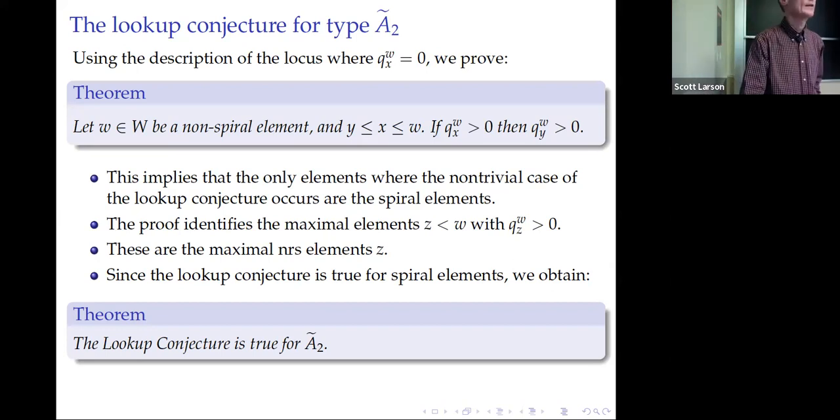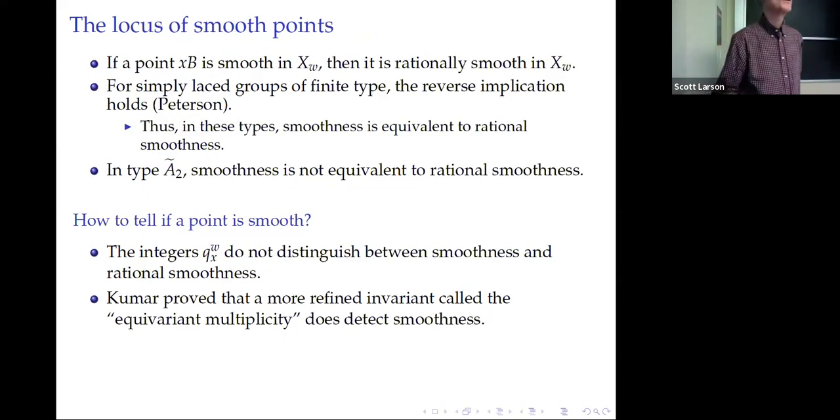Okay. Any other questions? Okay, so you might think I'm done since I got to the lookup conjecture, but no, in fact, I have more, so I made some more slides. The next thing one might wonder about is the locus of smooth points. If a point is smooth, then it's rationally smooth. Smoothness actually refers to this relative cohomology with integer coefficients. Now, for simply laced groups of finite type, the reverse implication holds, and smoothness is actually equivalent to rational smoothness.